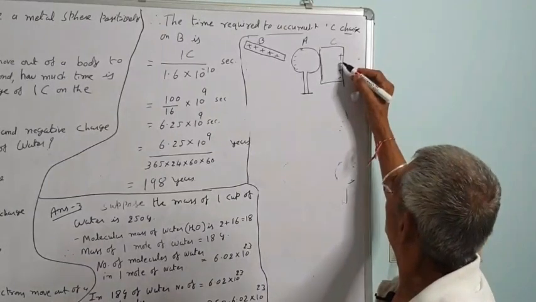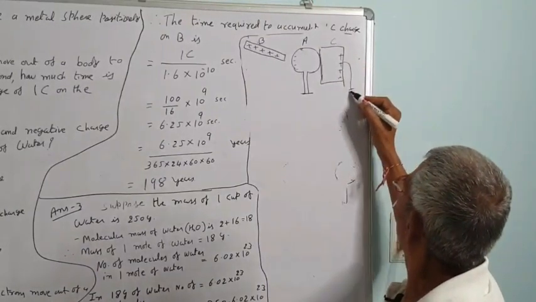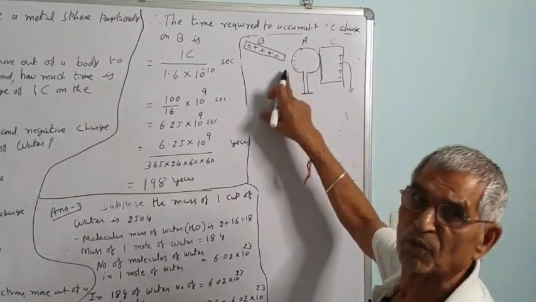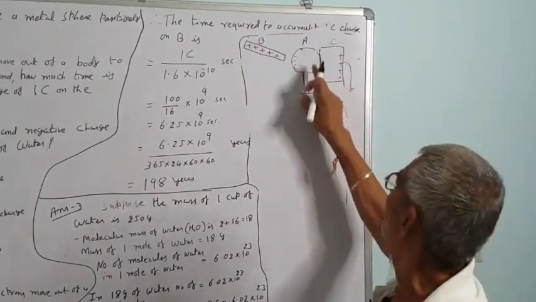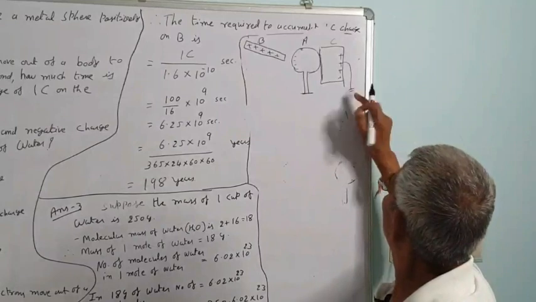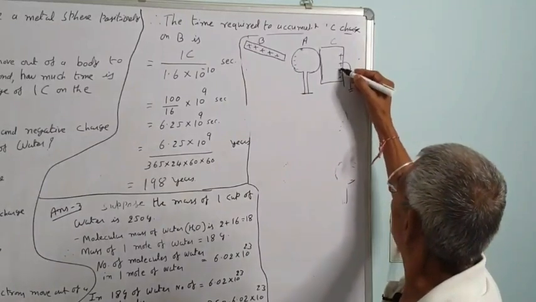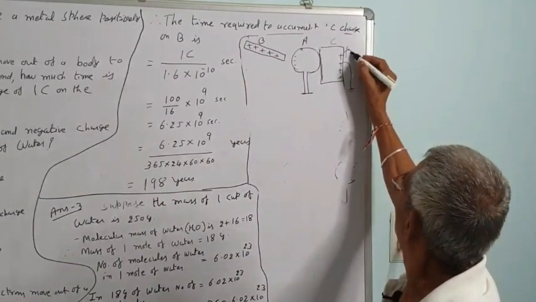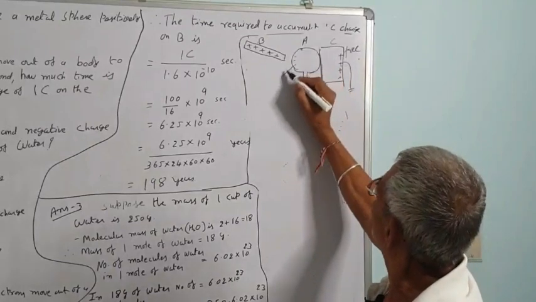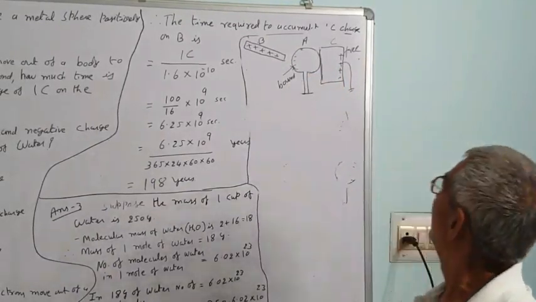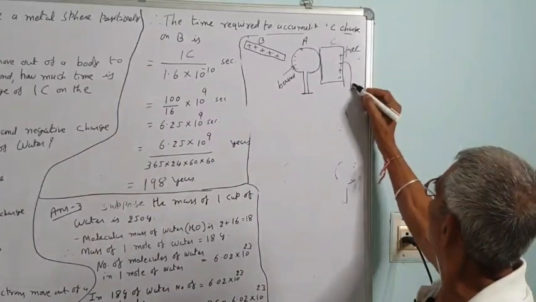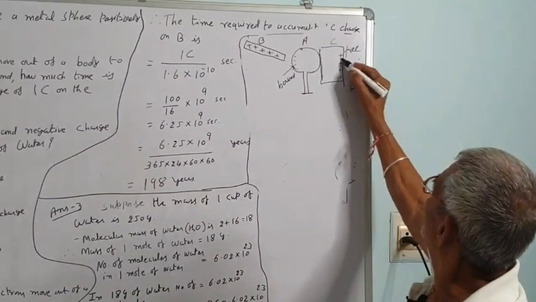Then touch C or make it earthing. The positive charge here is bound charge; it won't flow even if you touch or make earthing. Even if you touch here, it won't flow. But if you make earthing with C, the charge on C, which is positive and free charge, will go into the earth, and electrons from the earth will come and neutralize it.